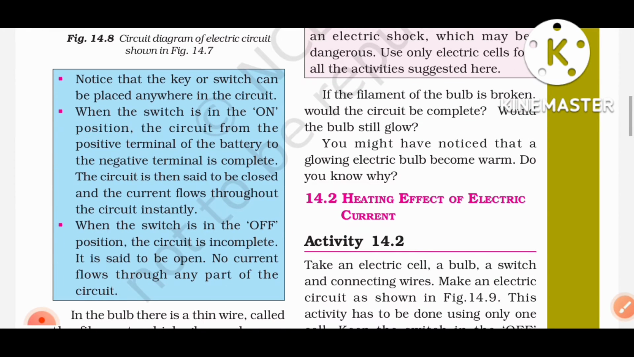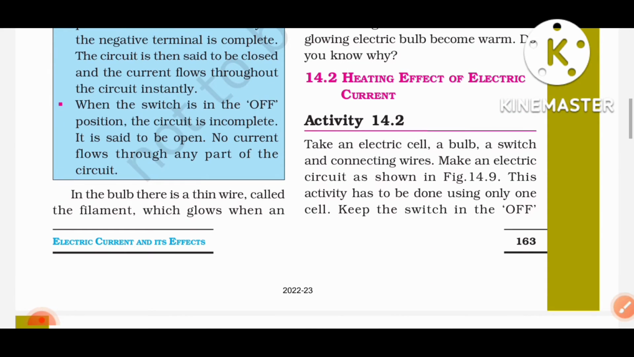Notice that the key or switch can be placed anywhere in the circuit. When the switch is in the on position, the circuit from the positive terminal of the battery to the negative terminal is complete. The circuit is then said to be closed and the current flows through the circuit instantly. When the switch is in the off position, the circuit is incomplete. It is said to be open. No current flows through any part of the circuit.